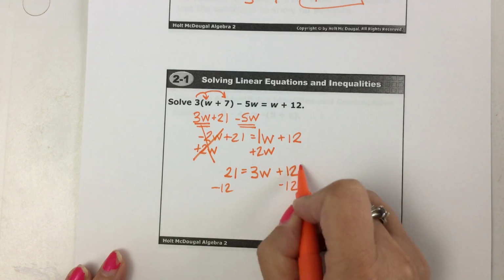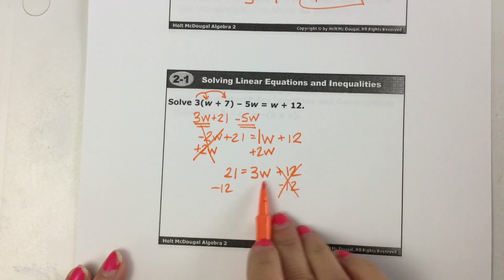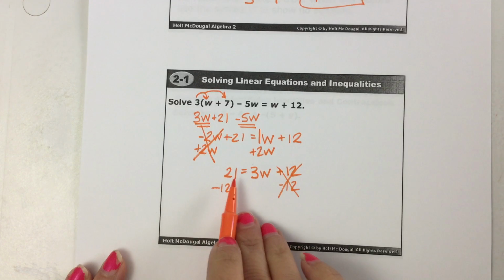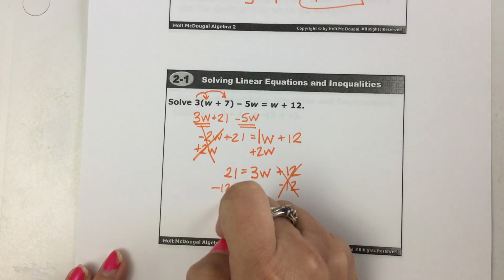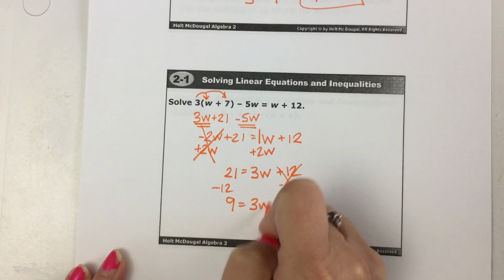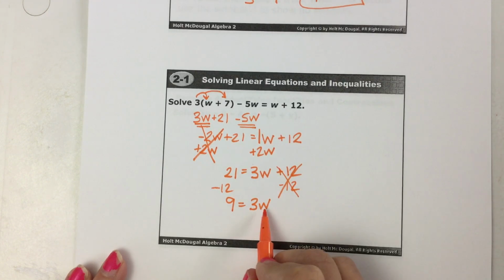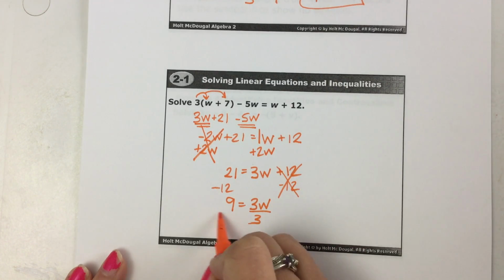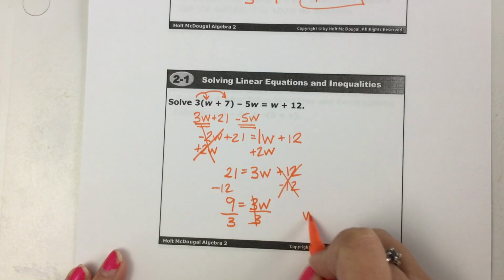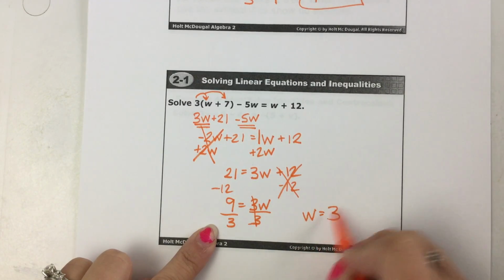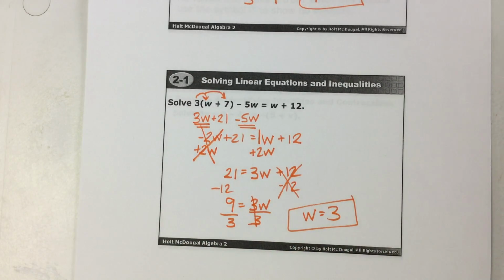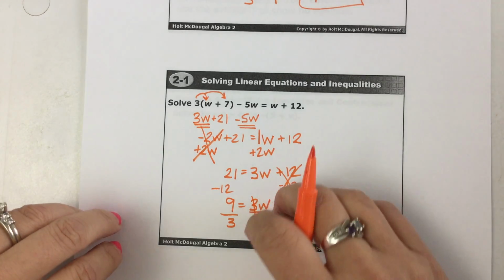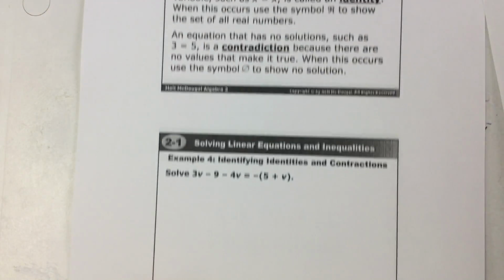Minus the 12 because I want to get w all by itself. So anything on this side needs to move over there. If I have 21 minus 12, that's 9 equals 3w. This is 3 times w. The opposite operation would be to divide. 9 divided by 3 is 3. I hope you guys are having fun. I love solving equations. To me, this is good stuff.